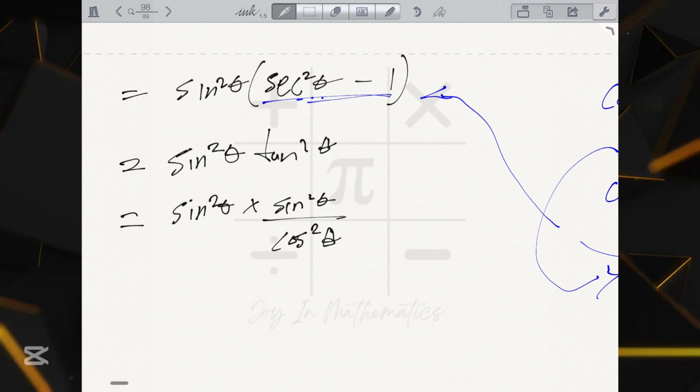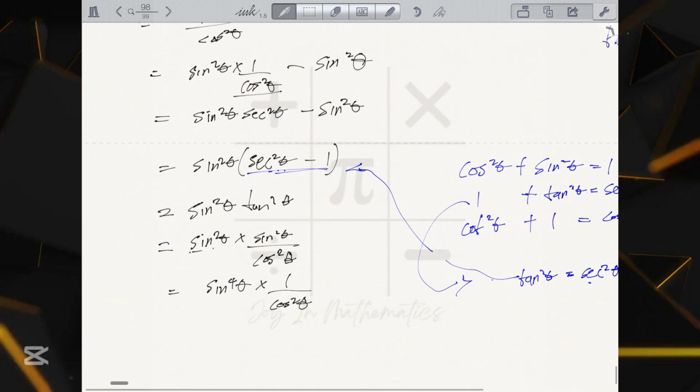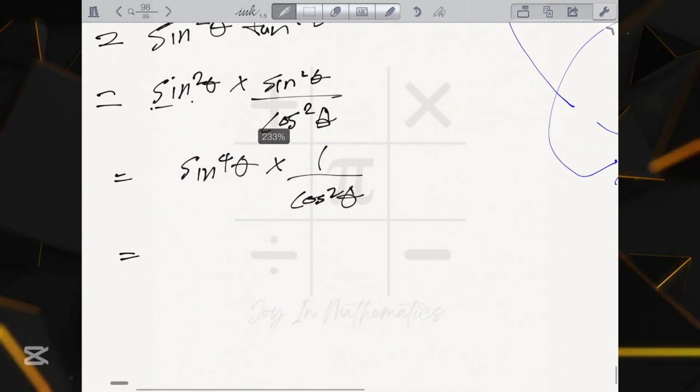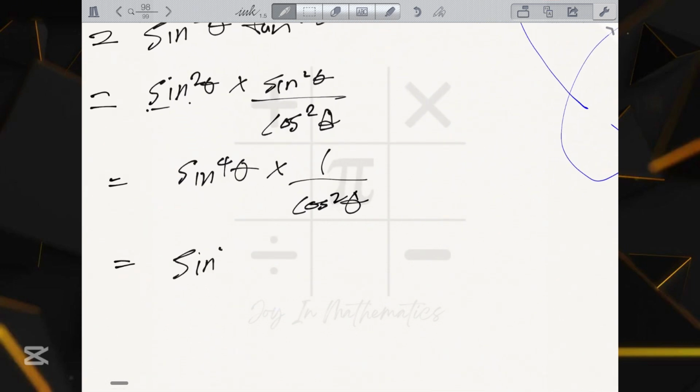Then moving on, the numerator will simply be sine raised to the power of 4 theta according to indices, and the denominator will be 1 over cos squared theta. Now just like we did earlier, 1 over cos squared theta is equal to sec squared theta. So we do the same thing here, and we will arrive at the final expression of sine raised to the power of 4 theta sec squared theta, which is the right hand side.